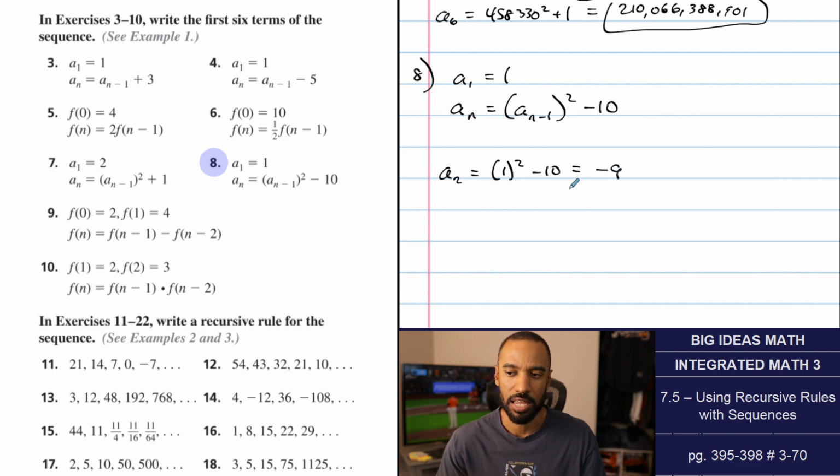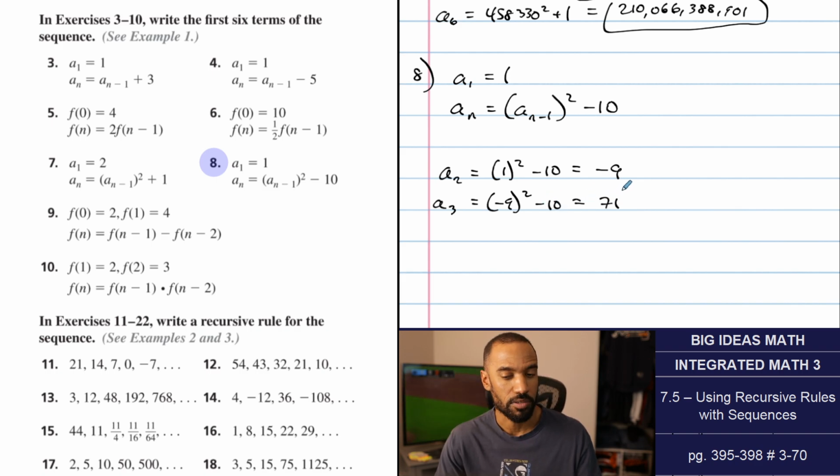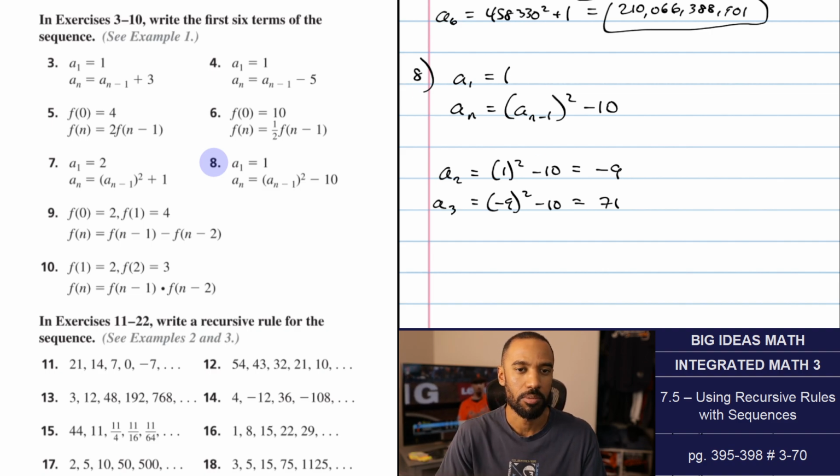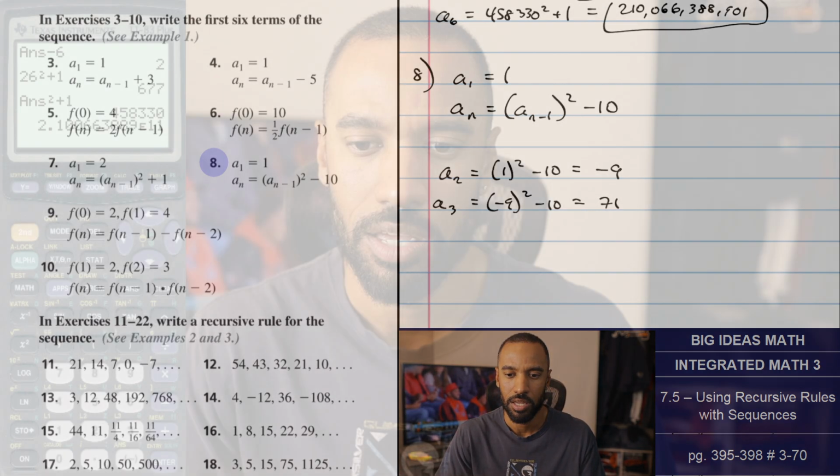Second term is the previous term minus 10. 1 minus 10 is negative 9. Now with this one here, we're going to be squaring negative 9. It will turn positive. Oh, these are going to get big. Never mind. Negative 9 squared is 81. Minus 10 is 71. Positive 71. And then you square 71 and subtract 10 from that. So I'm going to jump to the calculator for these immediately, sort of.